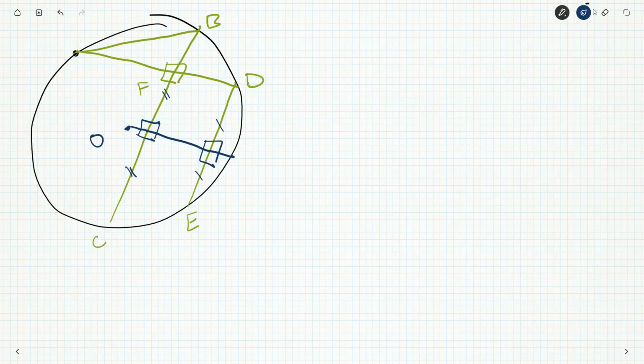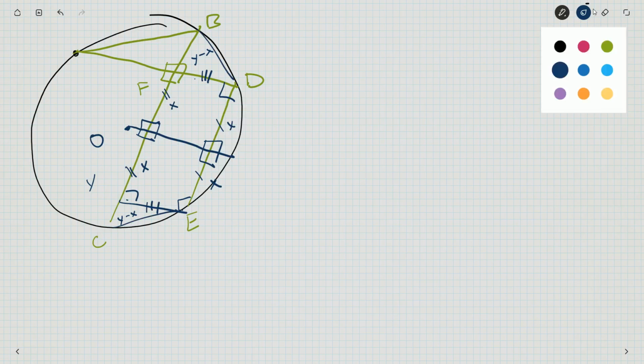I'll call that X, call this Y. So this part's X, this is Y minus X. X, X, Y minus X. And I think it's a rectangle, so these lengths are the same. Okay. So I'm going to talk out what I've got.